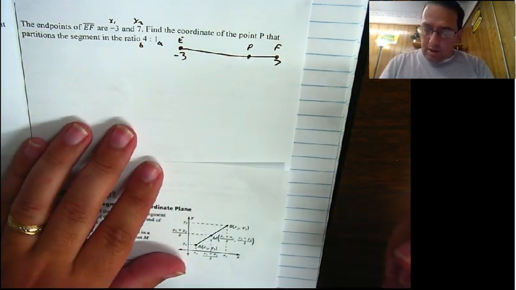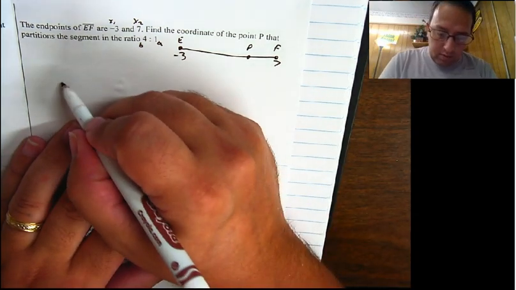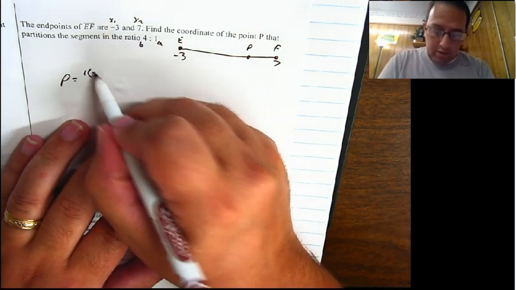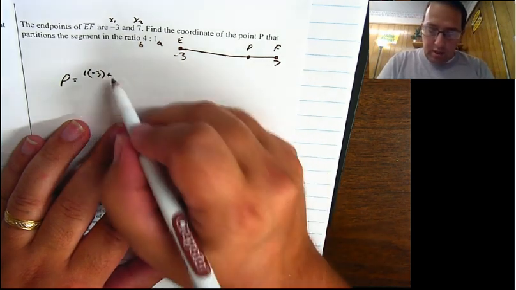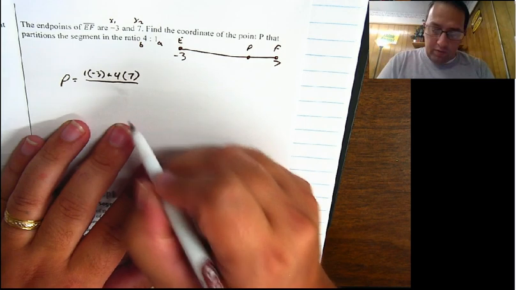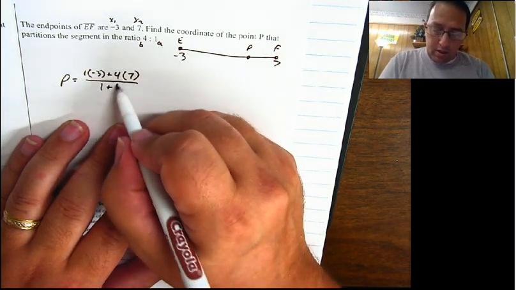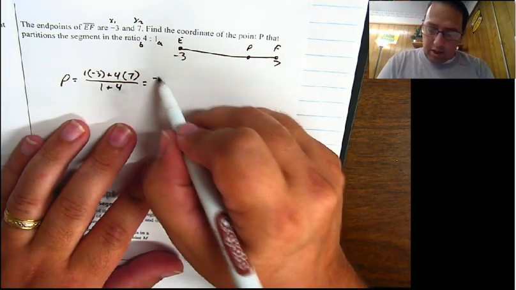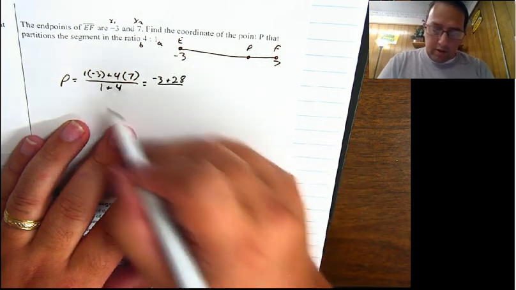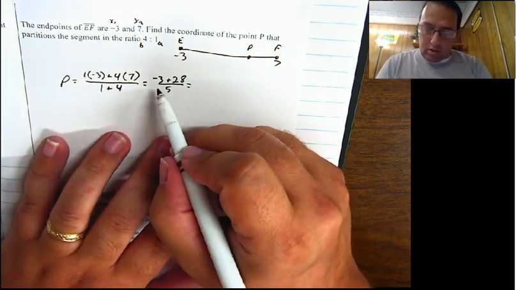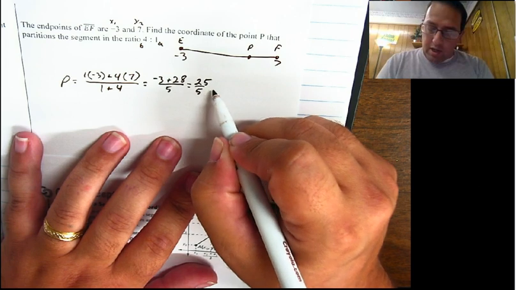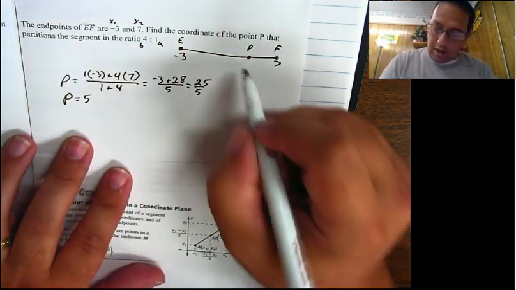All right. So that means that the formula, we have P equals A, 1, times x1, negative 3, plus B, 4, times x2, 7, over A, 1, plus B, 4. All right, so let's work this out. We've got negative 3 plus 4 times 7, which is 28, divided by 1 plus 4 is 5. All right, so negative 3 plus 28, well, that's a negative there, so we're subtracting, so that is 25 divided by 5, and so we end up with P equals 5.